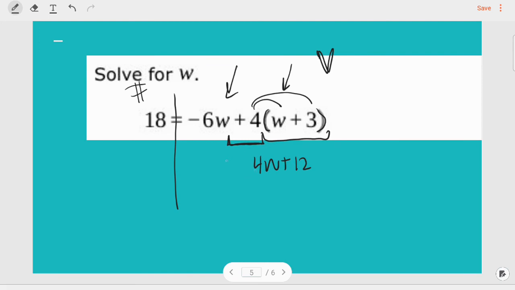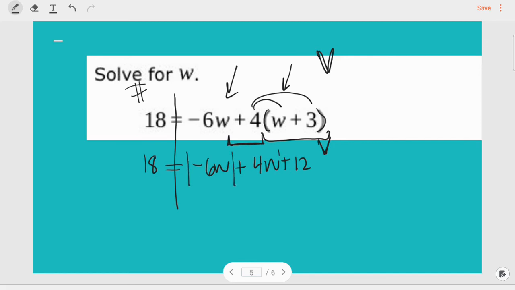What do I do from here? Well, I'm going to bring down the negative 6. What goes in between these two terms? Well, 4 is positive, so a plus sign. And then I bring everything else down. Since this is my variable side, I am going to simplify, so I only have one variable.